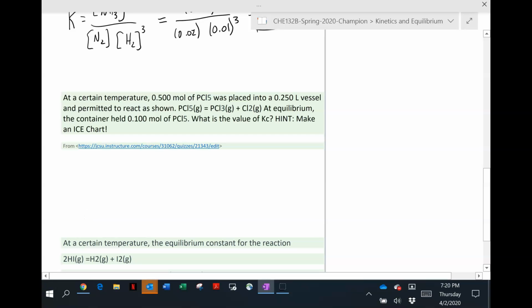Our equilibrium now is PCl5 in equilibrium with PCl3 plus Cl2. Everything's a gas, so I'm just going to leave that out. And what we're told is that initially, well, let's see, we'll make our ICE chart here.